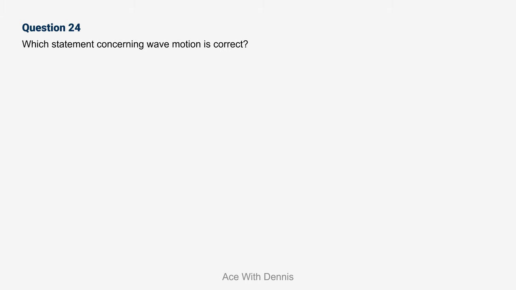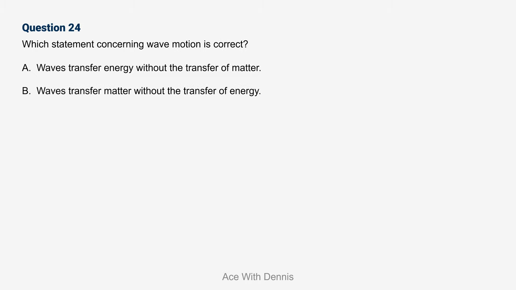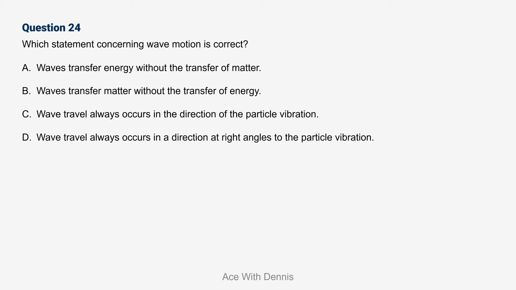Question 24. Which statement concerning wave motion is correct? A. Waves transfer energy without the transfer of matter. B. Waves transfer matter without the transfer of energy. C. Wave travel always occurs in the direction of the particle vibration. D. Wave travel always occurs in a direction at right angles to the particle vibration. The answer is A. Waves transfer energy without the transfer of matter.